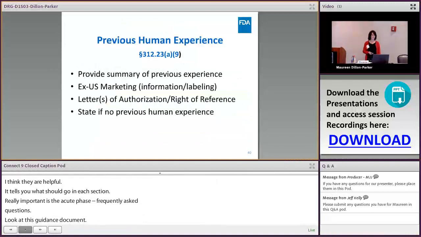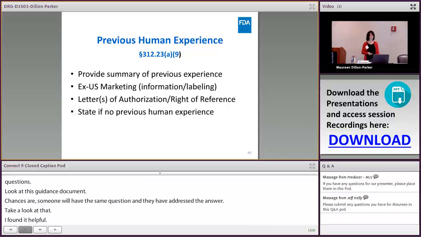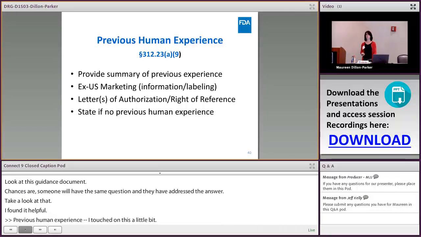And then previous human experience, I've touched on a little bit, but in Module 5 is where this information would go. Letters of authorization, if there has been no previous human experience, again, certainly let us know that.